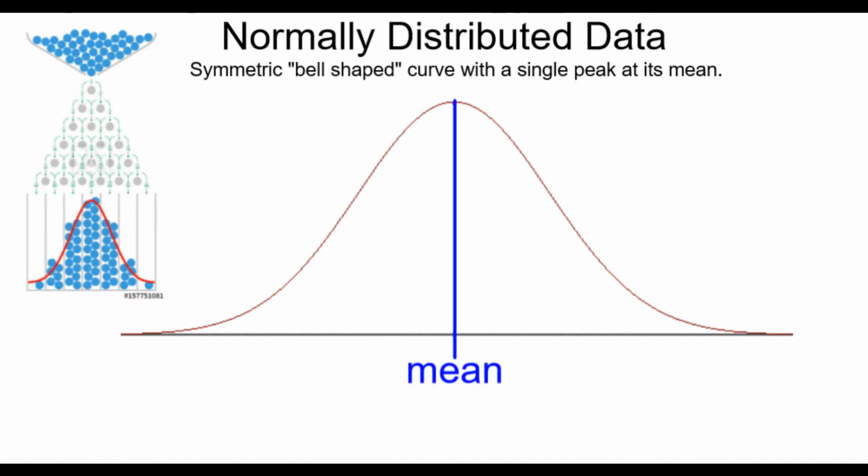Because the distribution is symmetric, roughly 50% of the data falls below the mean, and 50% of the data falls above the mean. This normal curve has some other interesting facets to it that we're going to examine in greater depth.